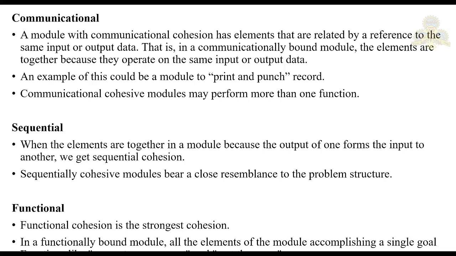For example, you have print and punch. This print and punch module takes records, some input data, and it prints. Now the punch function also takes the same input which you have given to the print function, and it punches it. So we say that there is communicational cohesion whenever the elements are related by reference to the same input or output data. The next one is sequential.